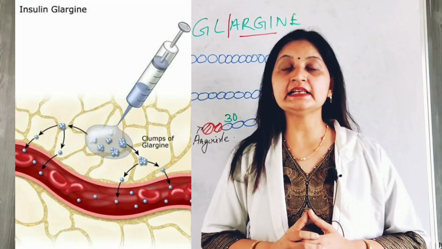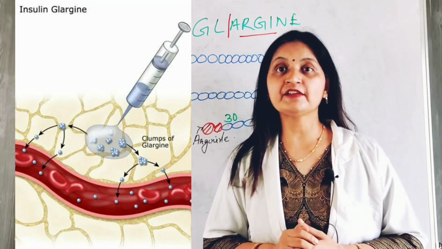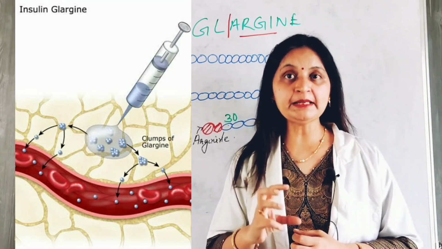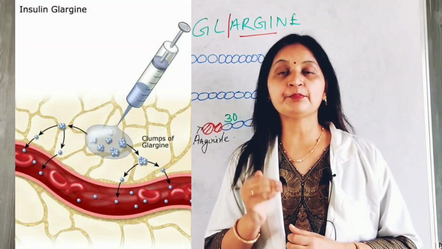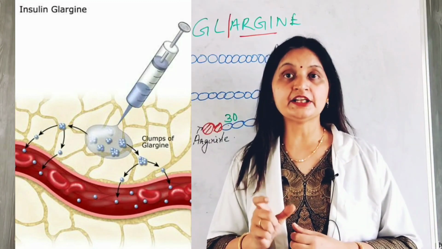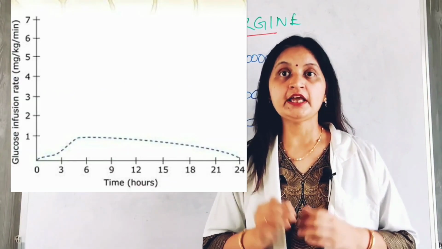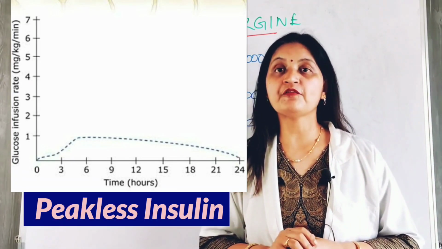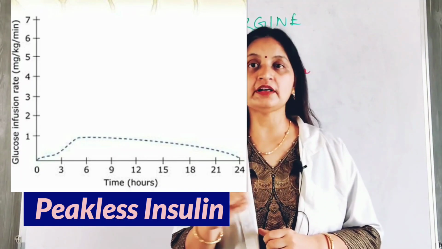So it is available as a clear solution at pH 4, and once injected, it comes in contact with physiologic pH, it precipitates, it forms clumps, it forms a depot from which insulin is slowly released into the circulation with a prolonged duration of action of approximately 24 hours. The addition of zinc further prolongs the duration of action of glargine. Therefore, insulin glargine has a less pronounced peak compared to that of NPH.